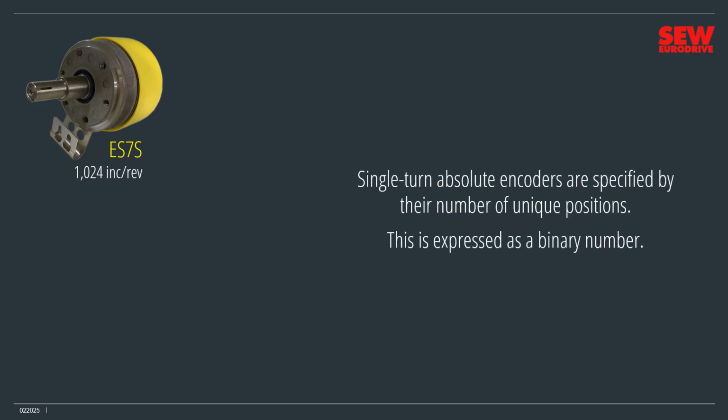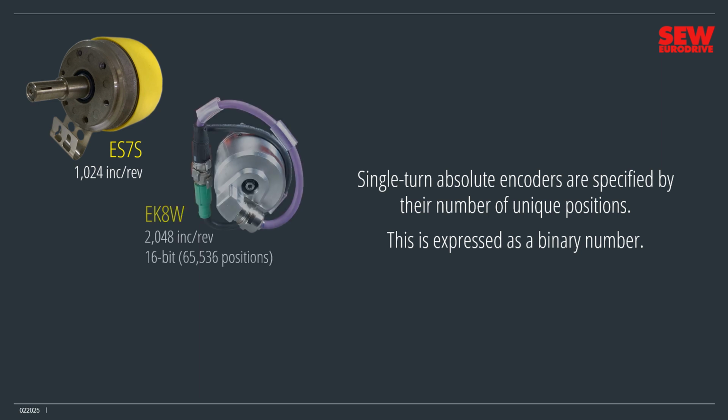Single-turn absolute encoders are specified by their number of unique positions. This is expressed as a binary number. This EK8W encoder has a resolution of 16 bits, which means that it outputs 65,536 unique positions in a single rotation. It also includes incremental tracks and has an incremental resolution of 2048 increments per revolution.